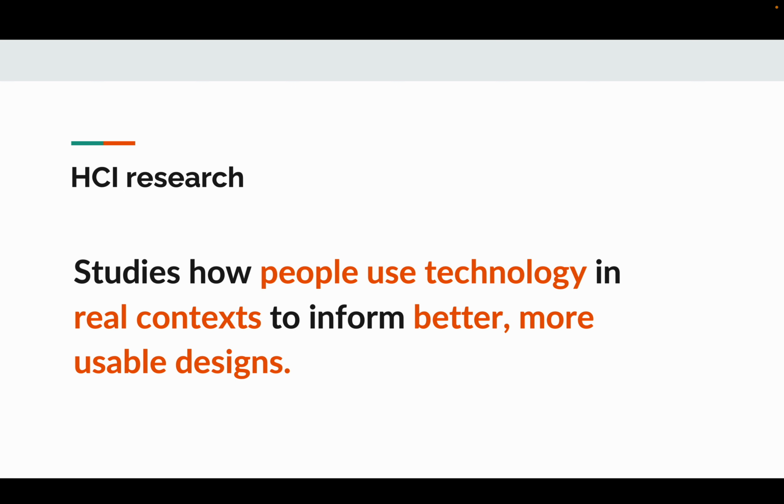So finally, we said human-computer interaction studies how people use technology in real context to inform better, more usable designs. Here I gave the example of M-Pesa. In the beginning, when you sent money with M-Pesa to the wrong person, there was no way to get it back. You had to call the person you sent the money to and ask them to return it. Sometimes this wouldn't happen, other times it would, and other times people would lose money.